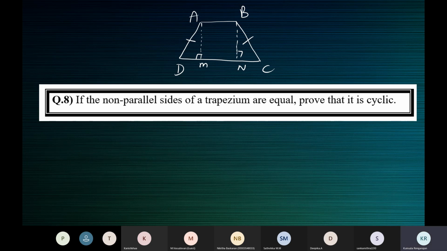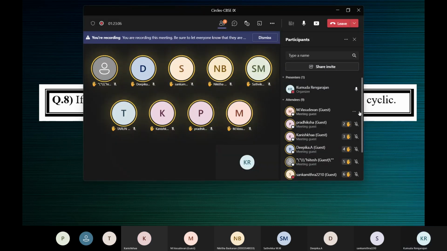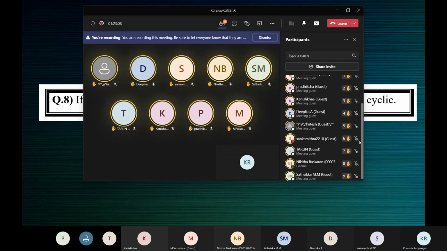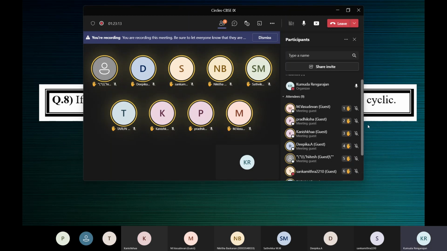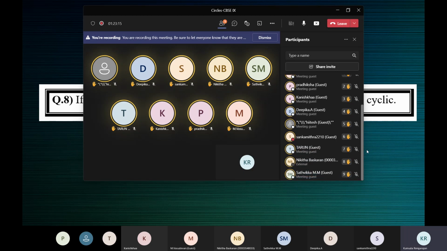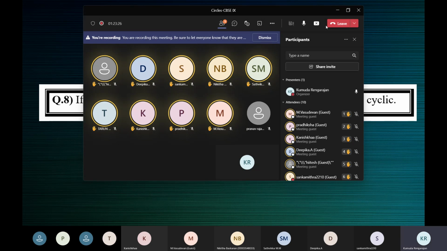Are you all listening? Yes, ma'am. Okay, so see. Two of us have already left the meeting. Who are they? Vasudevan, Pratiksha, Kanashika, Deepika, Hitesh, Sankamitra, Tarun. So Tarun has left. Nikita, Pranav's back. Okay.